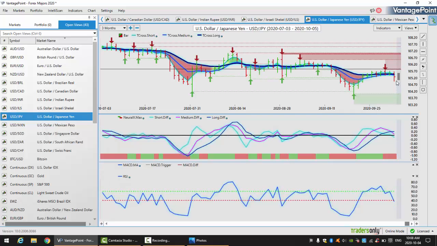When we look at the dollar yen going into next week, the dollar yen is clearly struggling to get above this newly formed verified resistance zone at 105.80. If we can push above that, we could see it extend higher, but a very ominous signal: the medium term crossing over the long term predicted difference with the neural index. This pink line measures the VantagePoint medium-term crossover against the VantagePoint long-term crossover.